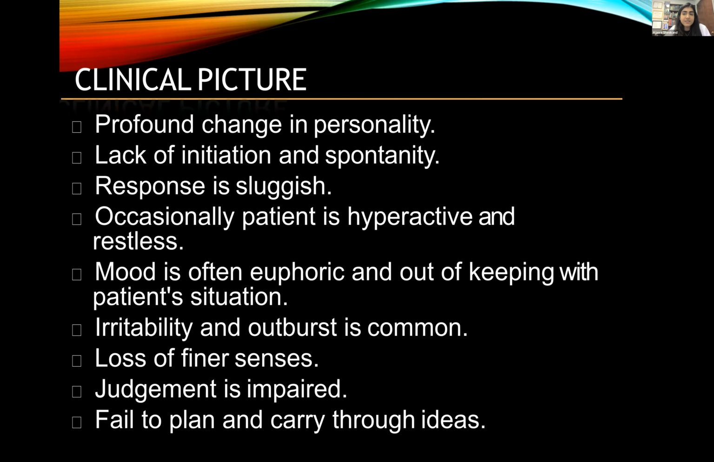Response is sluggish because, as we discussed, the prefrontal cortex as well as the primary motor cortex help in movement of the body. It also helps in planning the movement of the body. And occasionally, patient can be hyperactive and restless. Mood is often euphoric and out of keeping with the patient's situation. Irritability and outburst is common. Loss of finer senses and judgment is impaired.